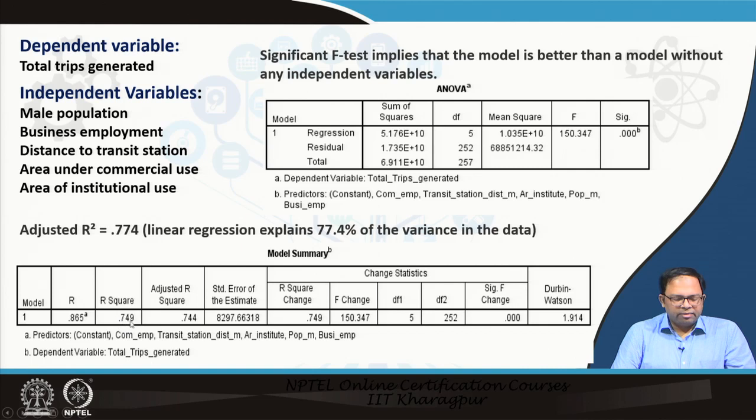So, R square is 0.749, adjusted R square is 0.744, and then Durbin-Watson statistic is also given, and so on. And the total predictors are: we have the constant, then commercial employees, transit station distance, institutional area under institutional use, population, male and business employees. So, these are the parameters that are included in the model.